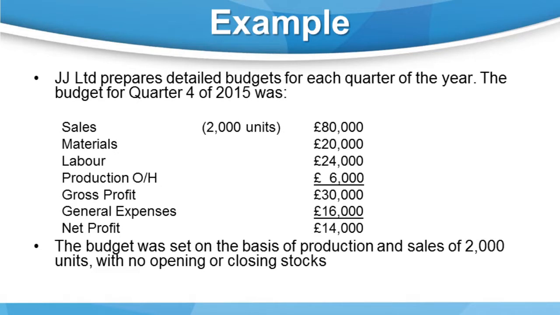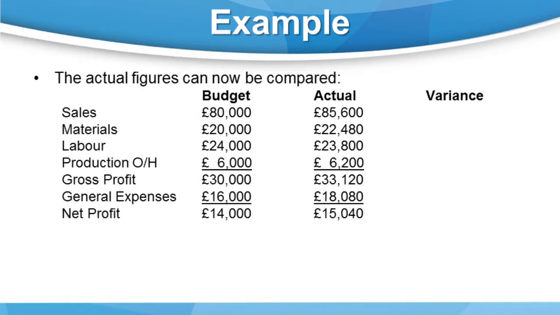JJ Limited has produced a budget, as shown here. There's a couple of things to note straight away. This is a budget prepared for a quarter or 3-month period, and secondly, it's based on a forecast production level of 2,000 units. Now, here are the actual figures for the period. Of course, these are not known until after the quarter has ended. We can see from this that the quarter appears to have been quite successful. Sales were higher, and so too is the net profit, compared to the forecasts in the budget.